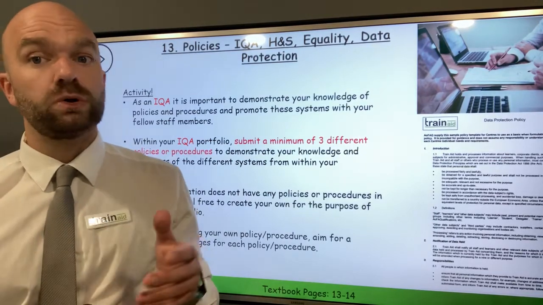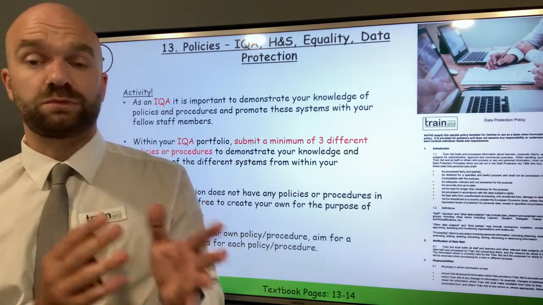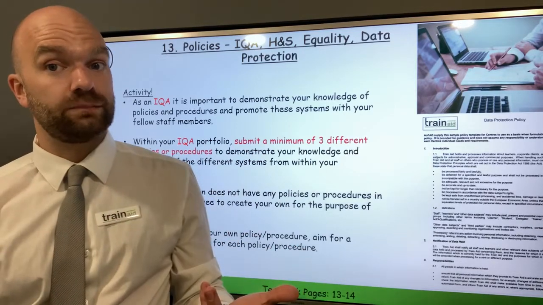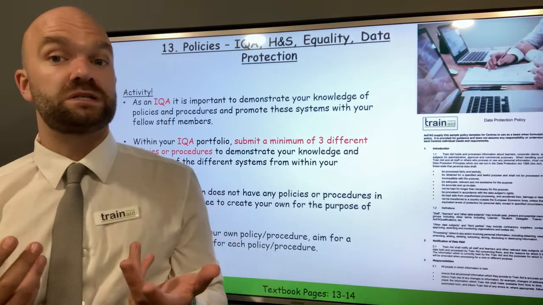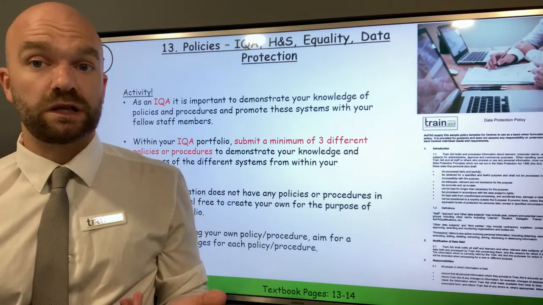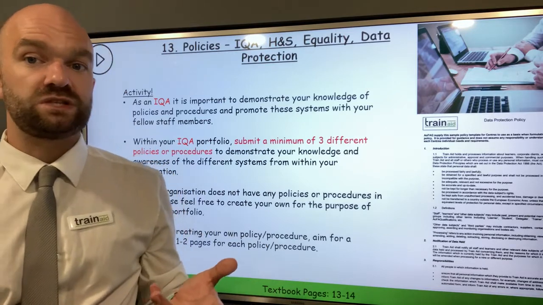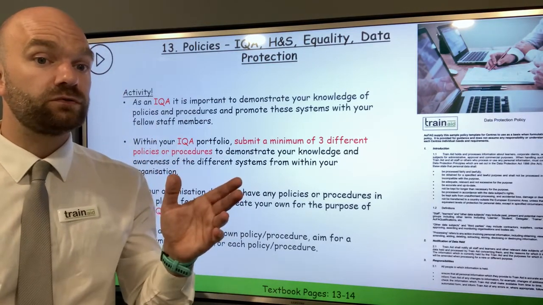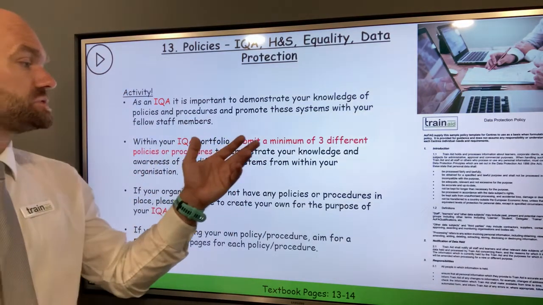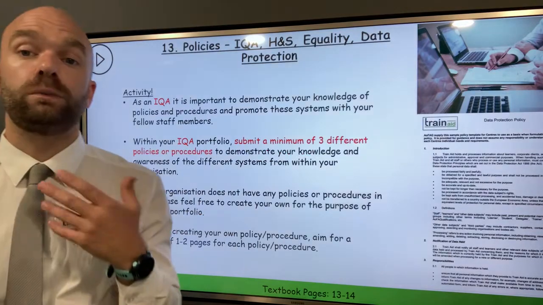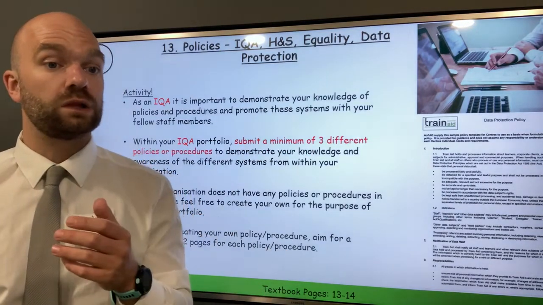Okay, it's very important that we do communicate our policies and procedures with our assessors. You could perhaps create a staff handbook, for example, with the policies and procedures, and that is going to be useful for them for their own knowledge, and they could read the policies and procedures in their own time as well. For your IQA portfolio, we would like you to submit to us a minimum of 3 different policies or procedures that are important to your IQA role as well.